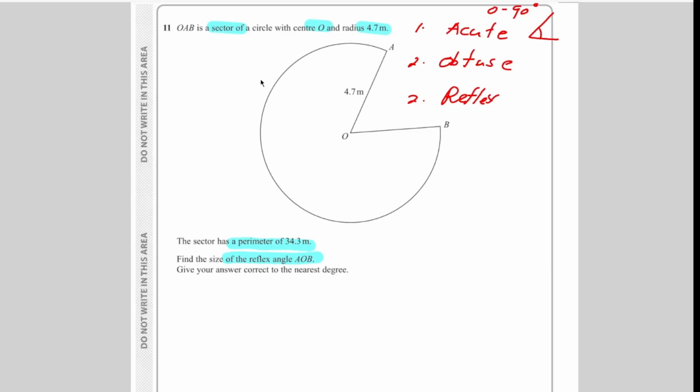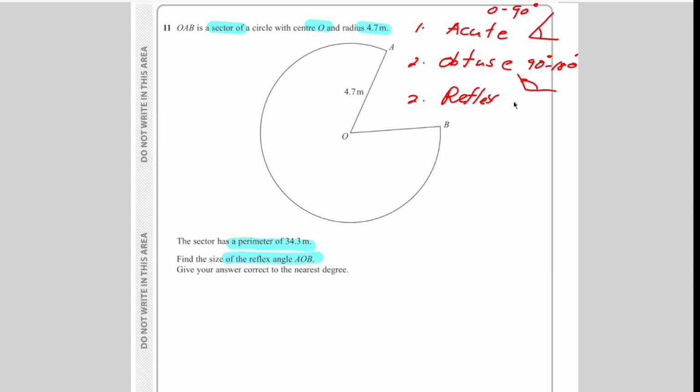Obtuse. Obtuse is the medium one. It is the middle one. Remember it in alphabetical order: A, O, R. So the middle one is O. It is always 90 to 180 degrees. So it is kind of big, but not that big.